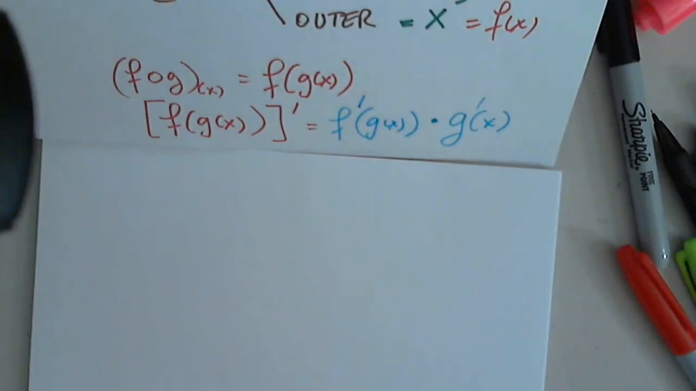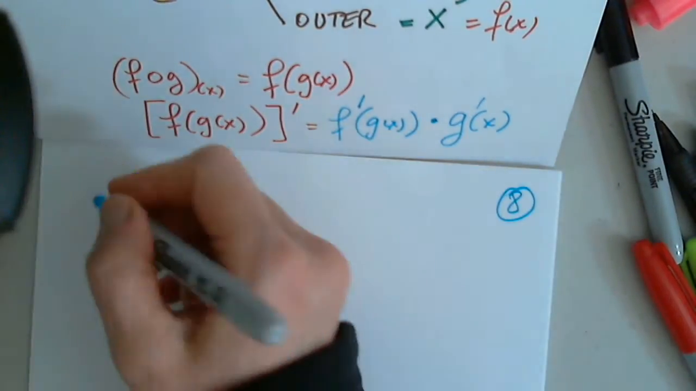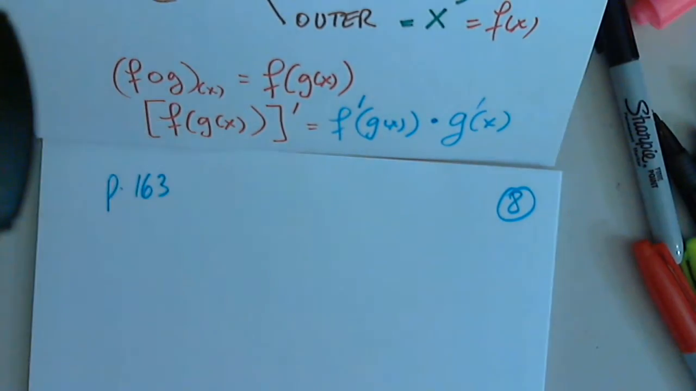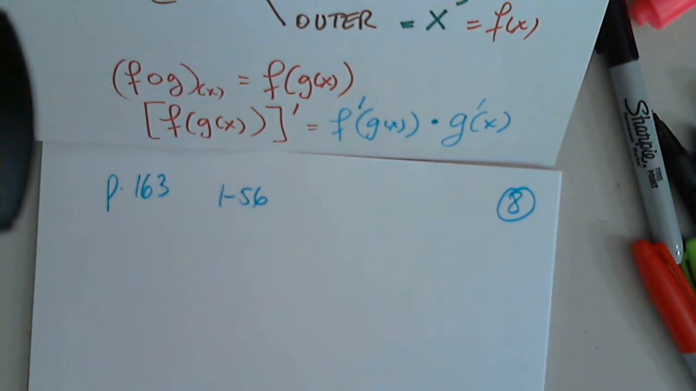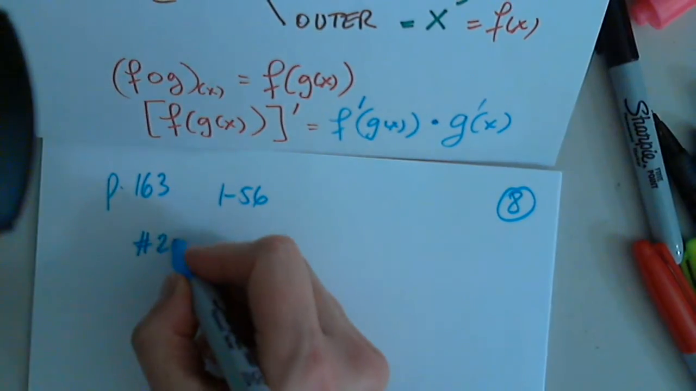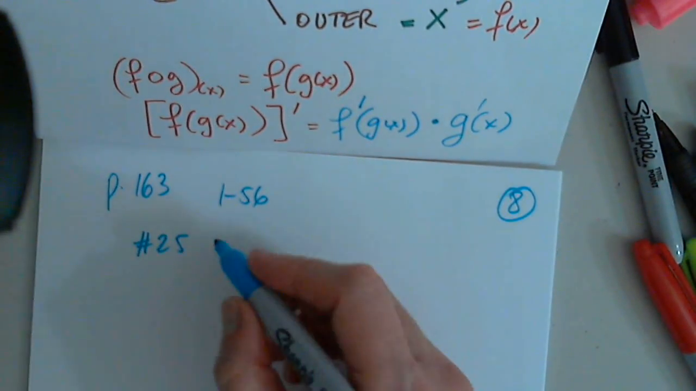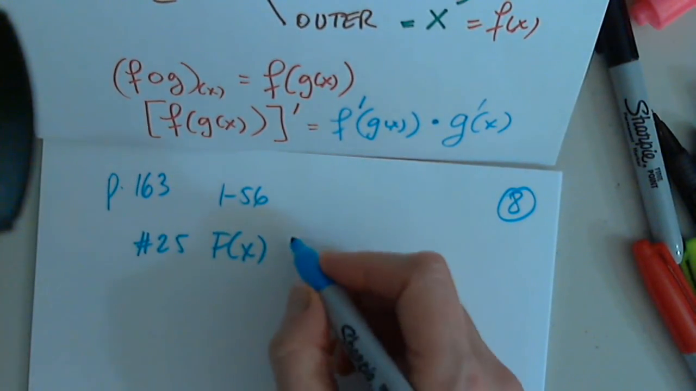Page 163. If you want to choose, please do. Anything you want from 1 through, my goodness, 56. Start with... Yes? 25. I was just going to say 25. That's awesome. I was just looking at 25.